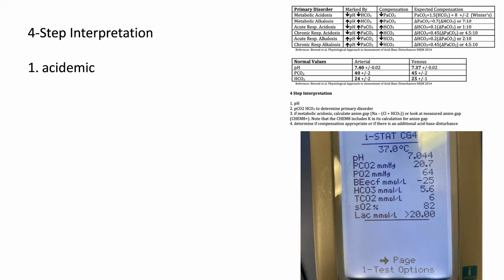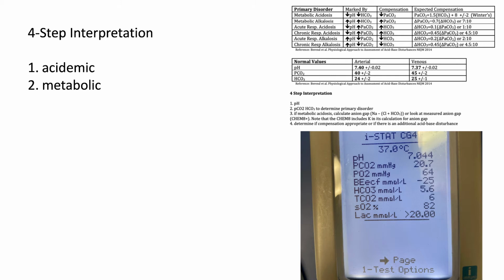If we look at the bicarb, does a low bicarb explain that change in pH? Yes, it does. A low bicarb is a metabolic acidosis, and that would explain an acidemic pH. So the primary disorder in this case is a metabolic acidosis. Okay, let's go to step 3.